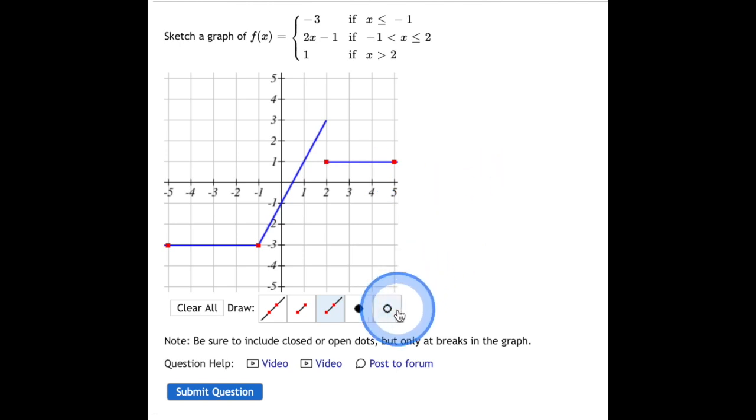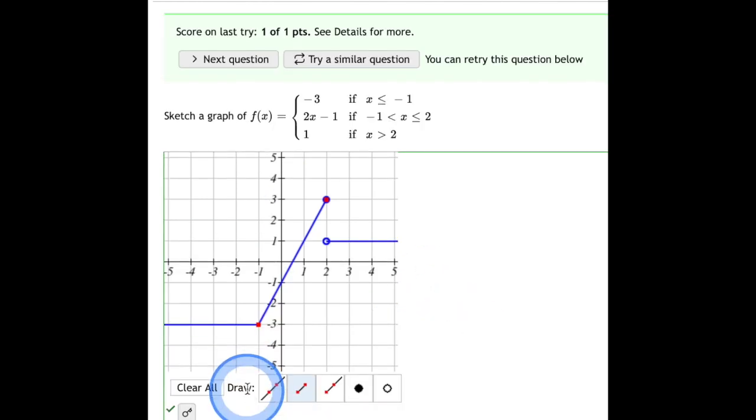Now let's look at the dots. We're only going to include the dots if there are breaks. Notice there were no breaks all the way through the first two pieces, but then we had a jump and a break at the third piece. Because 2 is included in the second piece, we'll do a closed dot at the end of the second piece, and then it's not included in the third piece, so we'll do an open dot at the beginning of that third piece. And that's what that should look like. If you want to go ahead and submit, notice it says 1 out of 1. So that's what it's looking for.